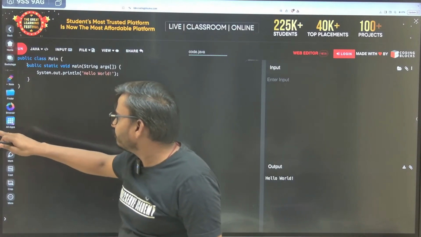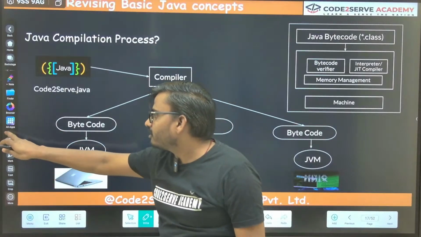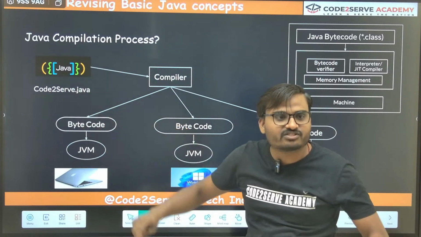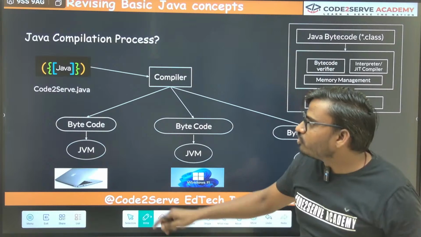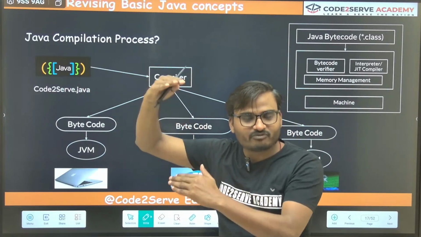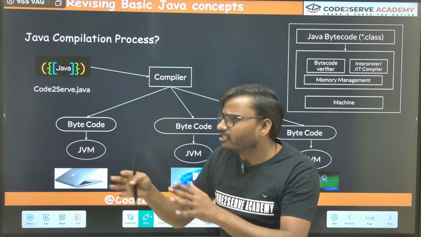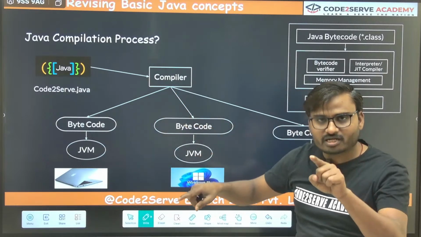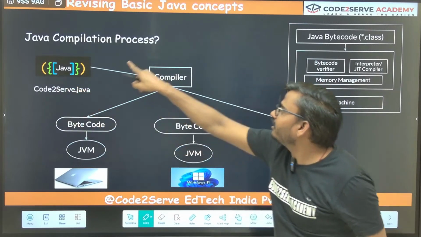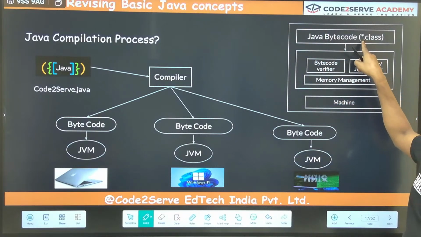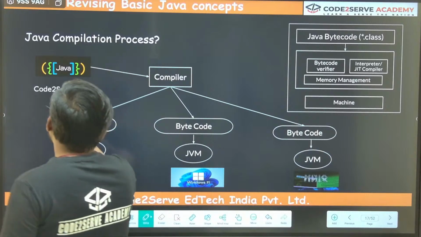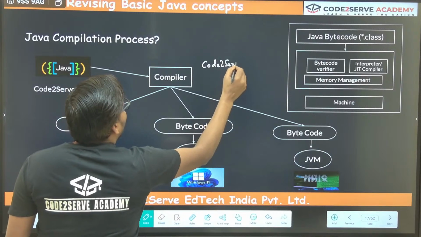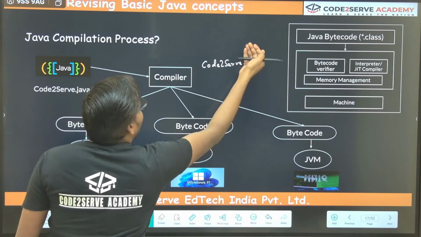So come back here. Let's see the diagram again. Now understand what is happening. You write any program and that program is saved with the extension .java. So you have written this program that I showed you, those five lines of code. When you compile, that file is getting converted into .class. Initially you had a .java, now it will become .class.